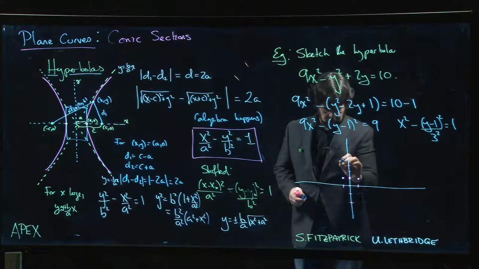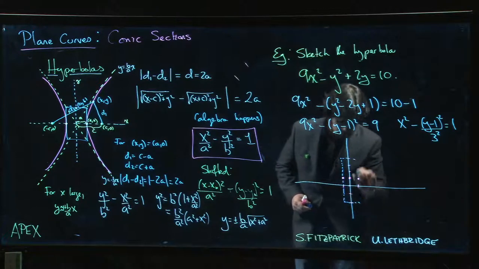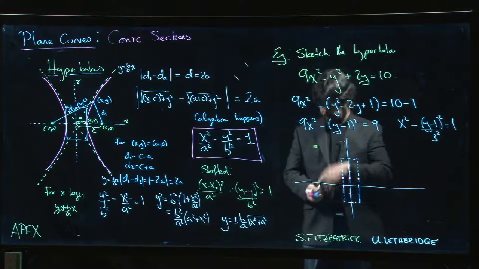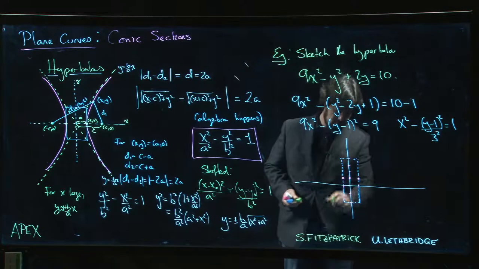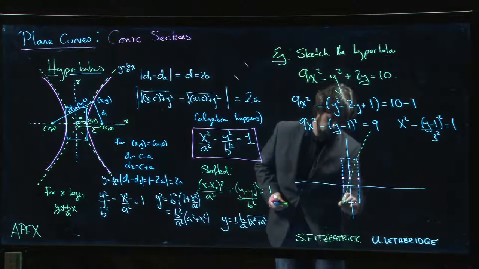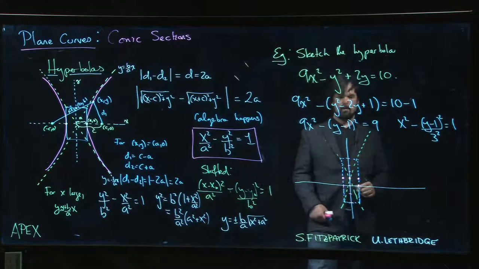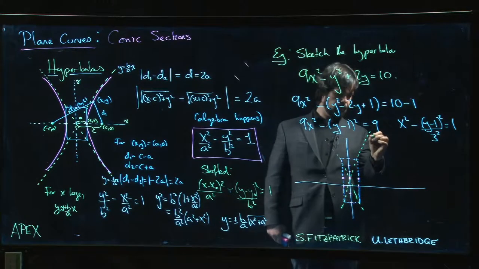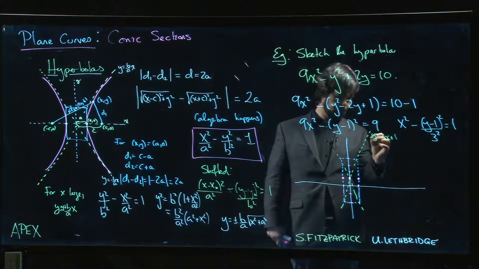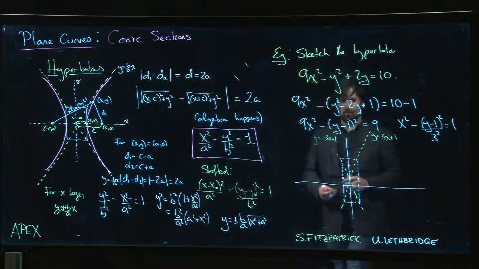So we draw in this box, like so. Right, so we have that. Now we can put in the asymptotes, that way and that way. So what is this? y is 3x plus 1. This is y is minus 3x plus 1. Those are the two asymptotes.